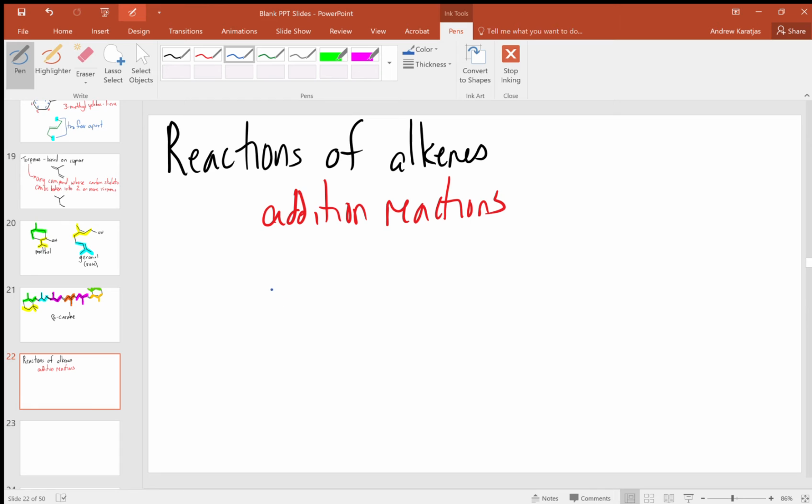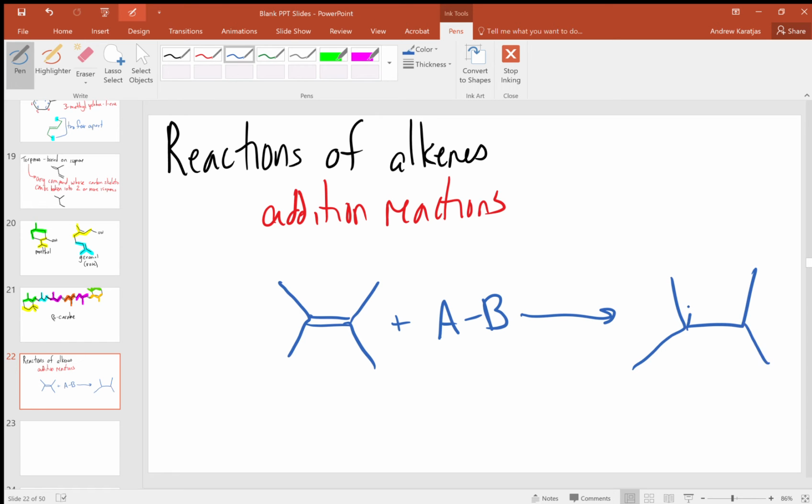Addition reactions are exactly what they sound like. We take a compound such as this alkene, and we add something to it, and they add together to form just a single product. And so that's a typical example of an addition reaction. And most addition reactions, especially for alkenes, we find are highly favorable on the basis of energy differences between starting materials and products.